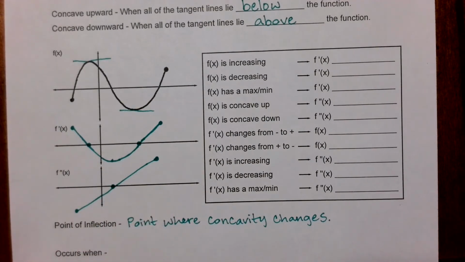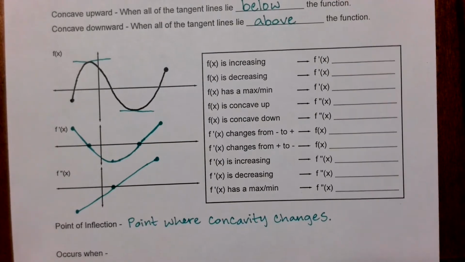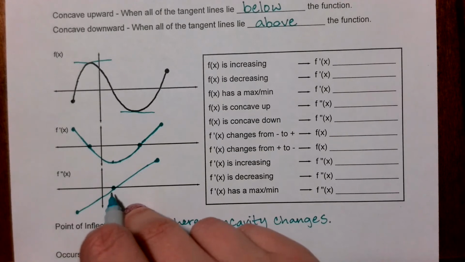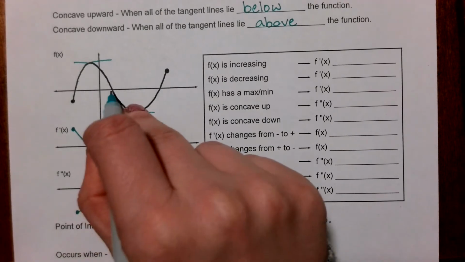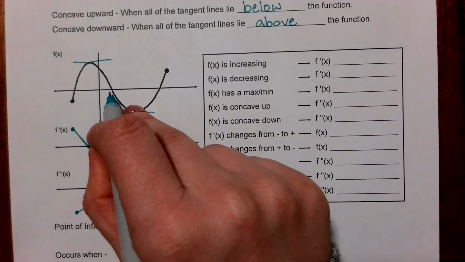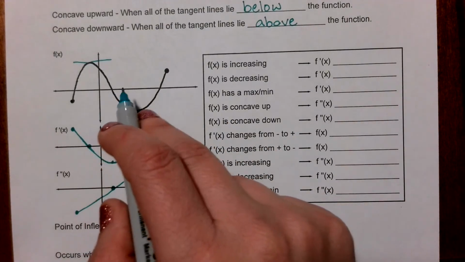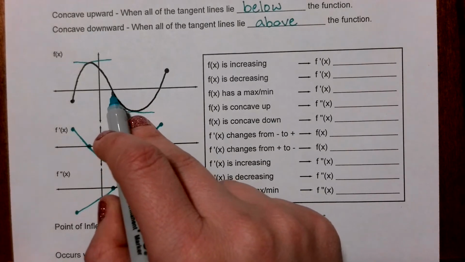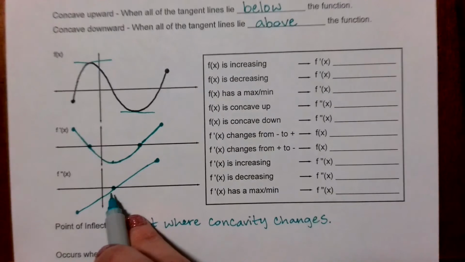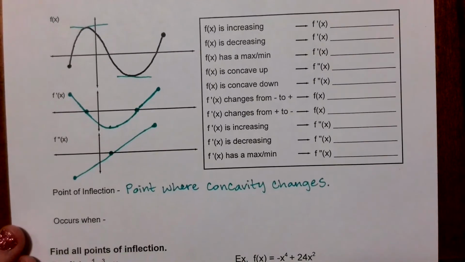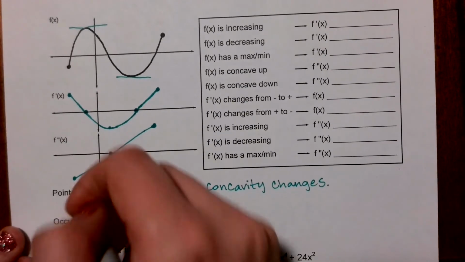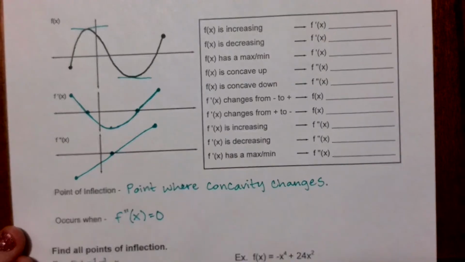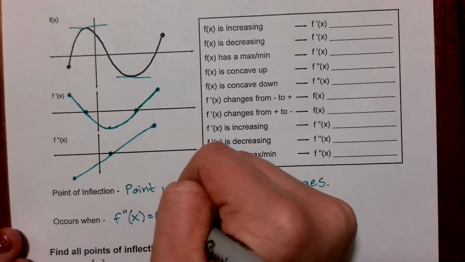Okay. So what I want you to notice, so we can add in the occurs when, is that the 0 on f double prime is the exact same place where I had the point of inflection on f of x. And that's not a surprise. That happens every single time. So my point of inflection actually ends up being a 0 on f double prime of x, or I can say that that point of inflection occurs when f double prime equals 0 and changes signs.